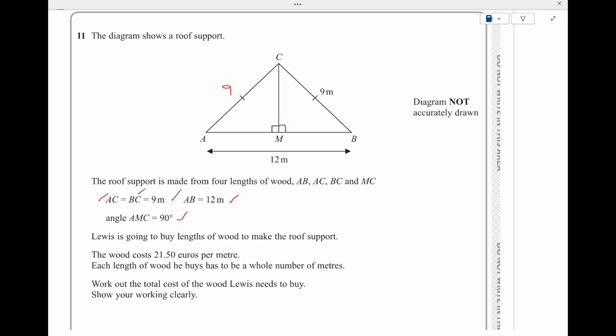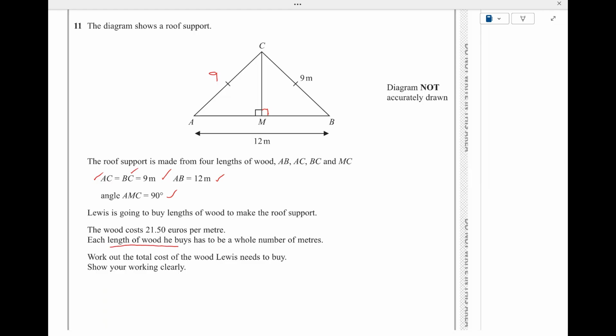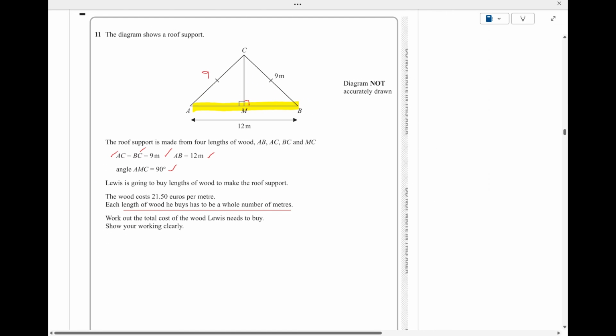Lewis is going to buy lengths of wood to make the roof support. The wood costs a certain amount per metre. Each length of wood he buys has to be a whole number of metres. Work out the total cost of the wood Lewis needs to buy. So the first length of wood he's going to buy is that 12 metre length, isn't it? Then let's have him buy that 9 metres, and then that 9 metres. So he's only got one more length to buy, which is this length here.